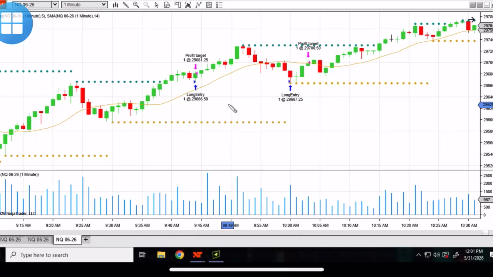My automated futures trading bot made me over $2,000 today, May 14th, using this role reversal strategy. I'm going to go through all the trades it made and break down exactly why it did these trades.